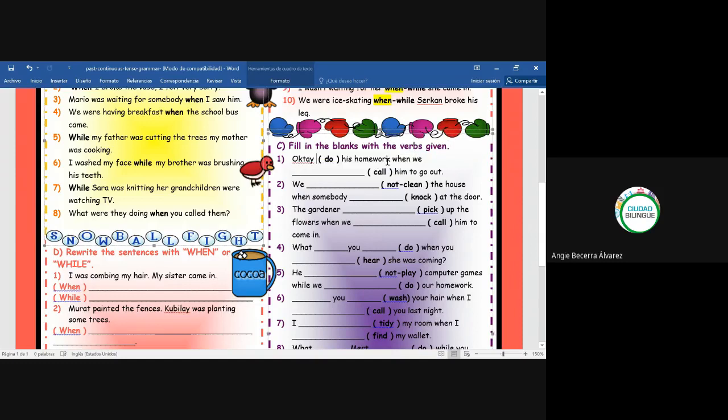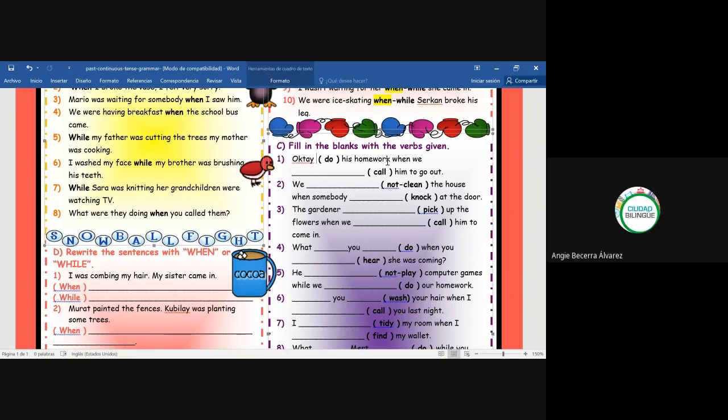Entonces los vamos a poner ya sea en pasado continuo, ¿cierto? O en pasado simple si va después de un when, okay? Entonces dice, Octay do his homework when we call him to go out. Entonces, ¿cómo quedaría esa oración, Daniela? ¿Puedes volverlo a explicar, por favor?